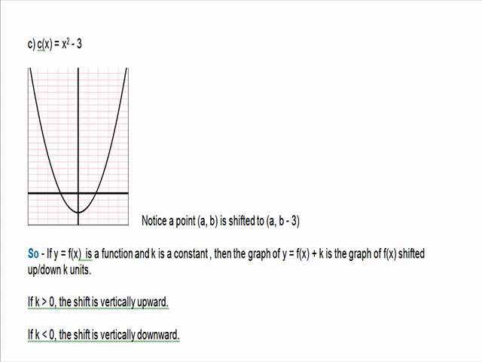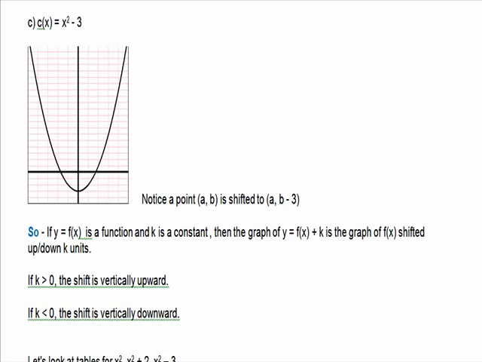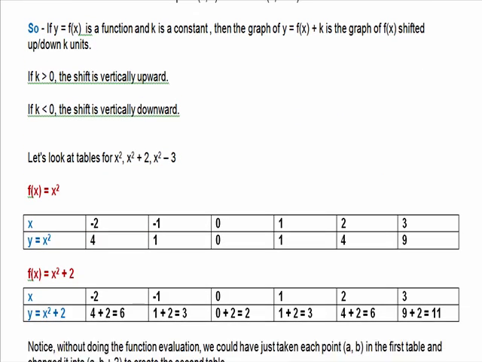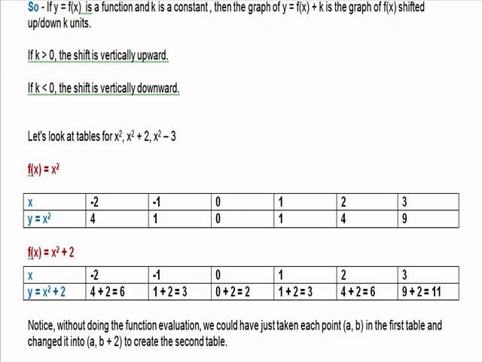So notice, if y equals f of x is a function and k is a constant, then the graph of y equals f of x plus k is the graph of f of x shifted up or down k units. If k is positive, the shift is vertically upward, and if k is negative, the shift is vertically downward. Let's take a look at tables for x squared plus 2, and x squared minus 3.